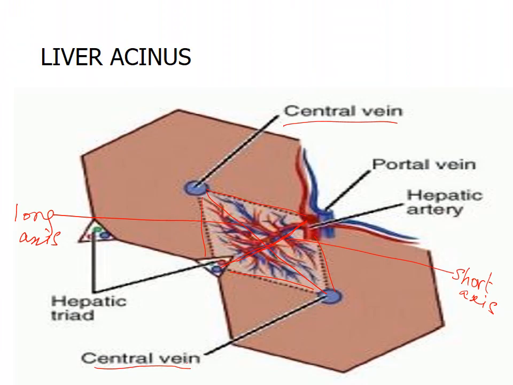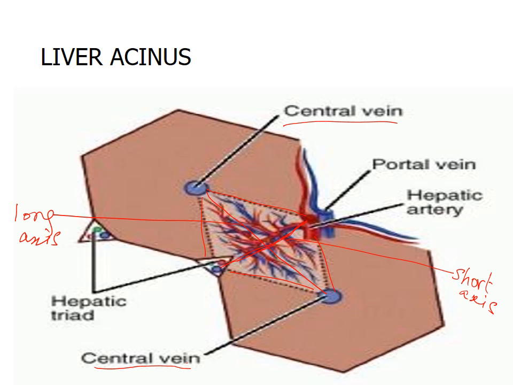So the liver acinus is another way of subdividing the liver tissue into structural units. This structural unit provides the best correlation between the blood perfusion and metabolic activity of the hepatocytes, and also explains the response of these cells to blood-borne toxins. Now each hepatic acinus is an ovoid area of the liver parenchyma.